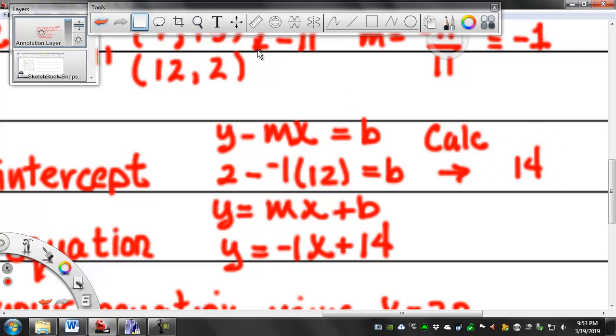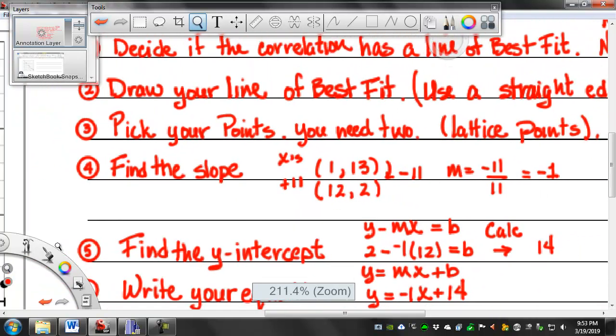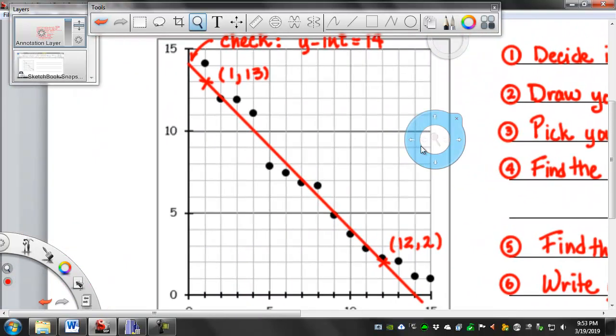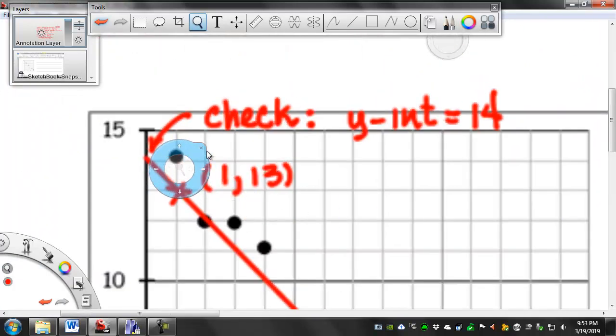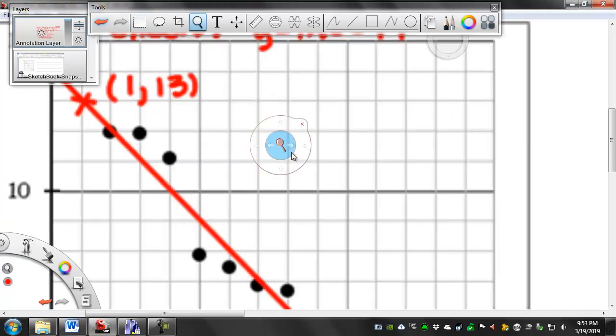Now at this point, when you find your y-intercept, you can do a quick check. If I go back and look at my graph, you see that the y-intercept is right at 14. Maybe it was supposed to be 14.1 or something like that, but 14 is really close. Any y-intercept between 14 and 15 would probably be acceptable for a line of best fit, estimating the equation for that line.